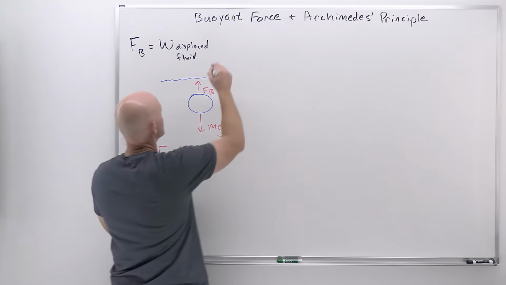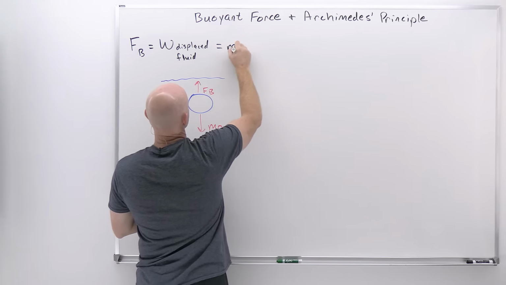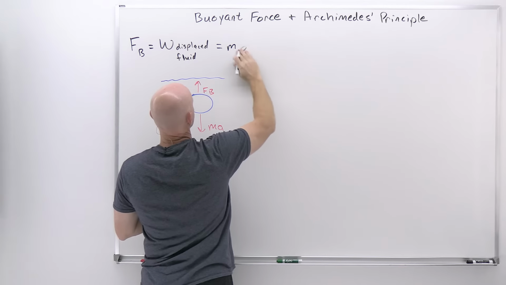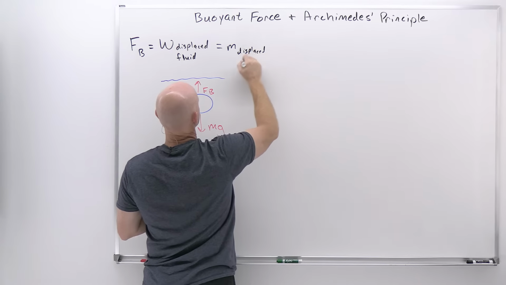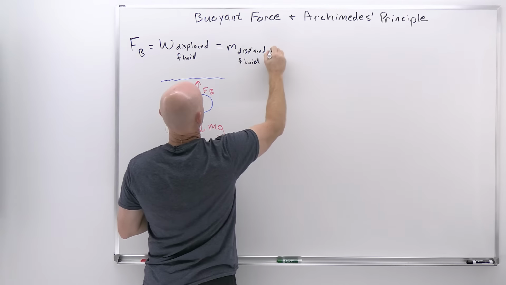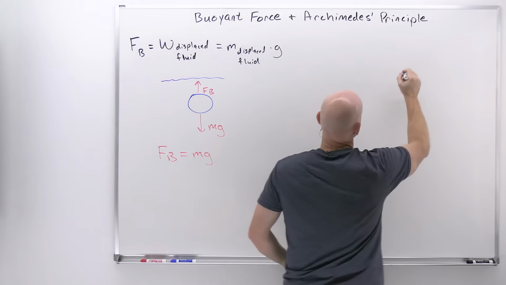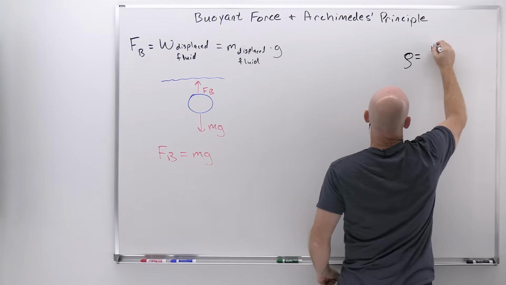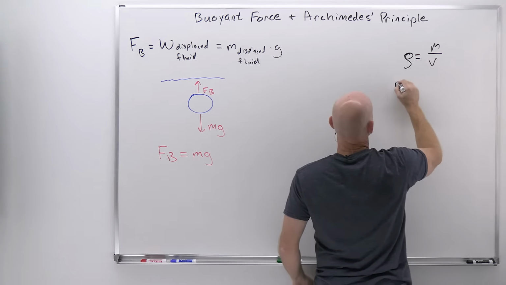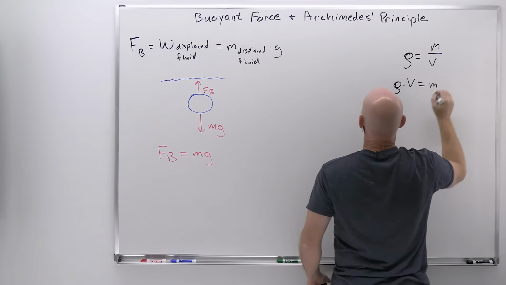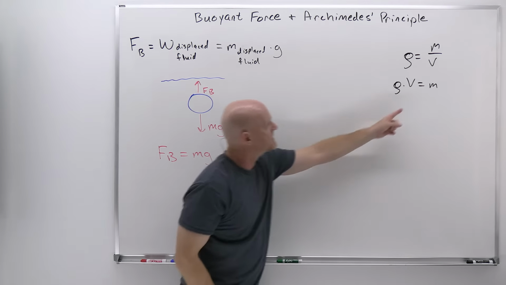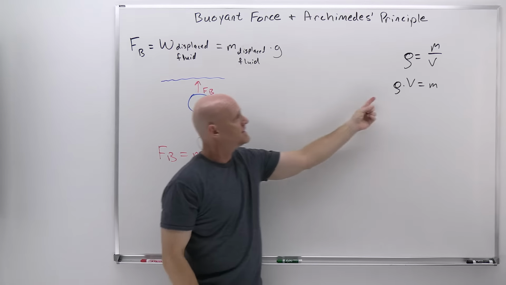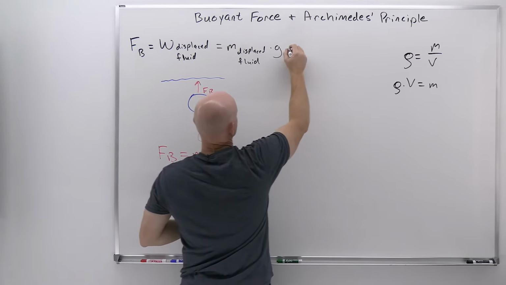So if we take a look at that, then we can write this another step down the road. We can say it's equal to the mass of displaced fluid times gravity. And keep in mind that density was equal to mass over volume, and so density times volume equals mass. And so we can substitute in for mass in this expression, density times volume. And that's ultimately where we're headed here.